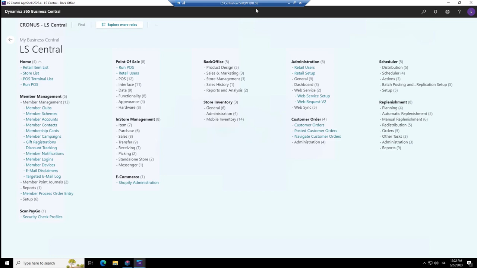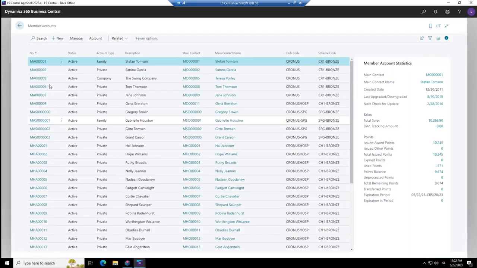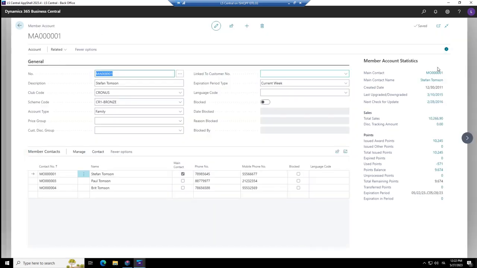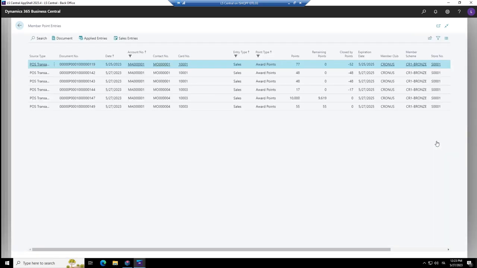And we can go into member account, find Stefan Thompson, and here you will see that we have all the award points that have been issued, all the points that have been used, and etc. and the points balance. Let's go into this one here, issued award points. So here you have the transactions.